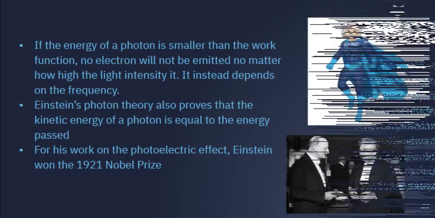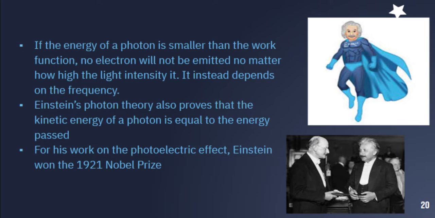But Einstein made a few key points, such as: if the energy of a photon is smaller than the work function, no electron will be emitted no matter how high the light intensity is, and it instead depends on the frequency. Einstein's photon theory also proves that the kinetic energy of an electron is equal to the energy passed. Some facts about the photoelectric effect were also explained previously. For Einstein's work on the photoelectric effect, he was awarded the 1921 Nobel Prize for Physics.